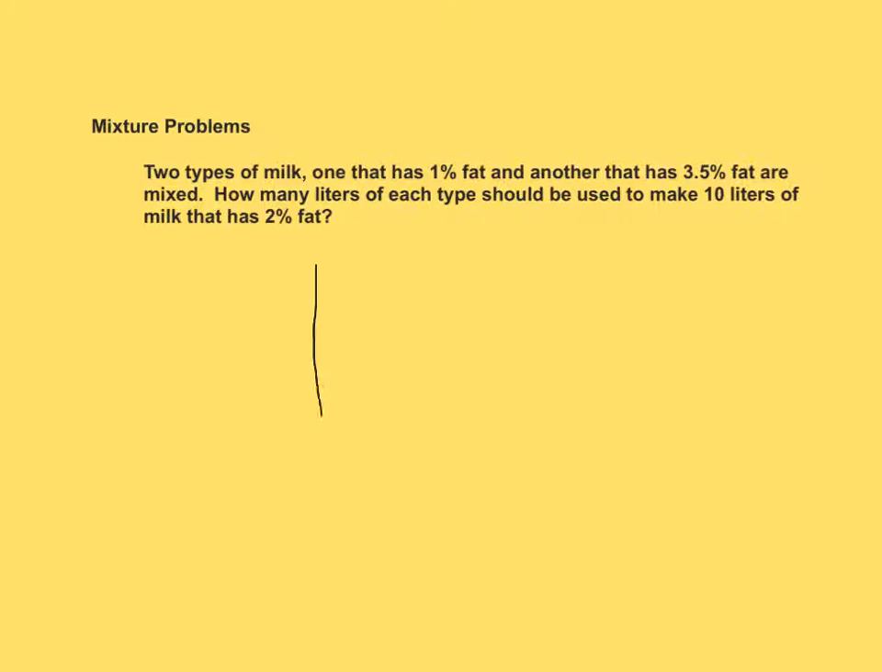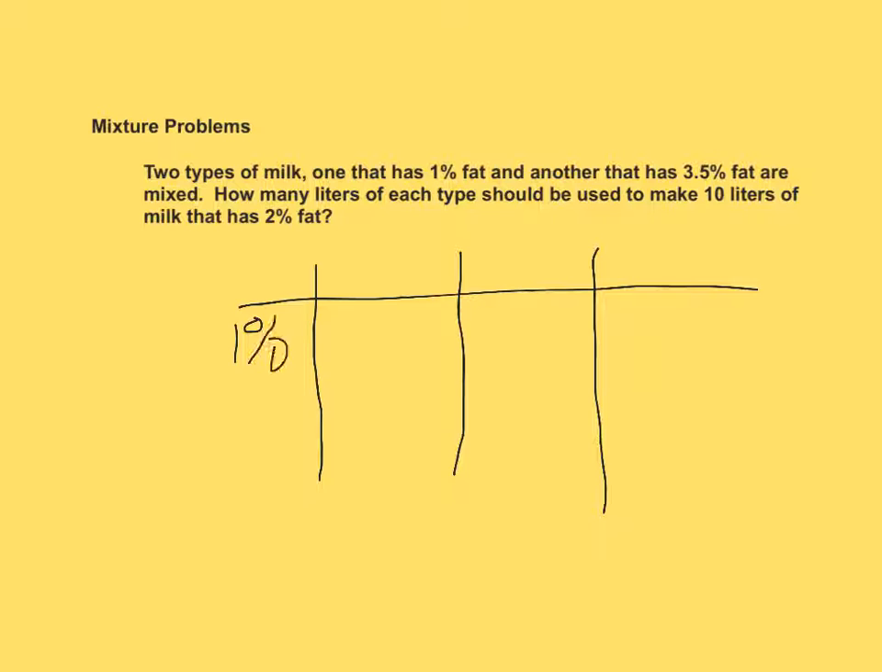So I'm going to draw a table with 4 columns. And this is the 1% milk. This is the 3.5% milk. So I have in my 3 columns an amount, sorry for my messy writing, a percent, and a total.